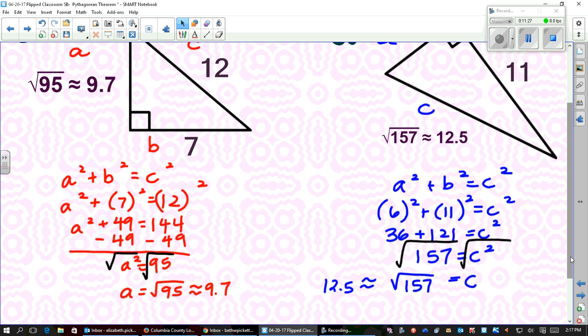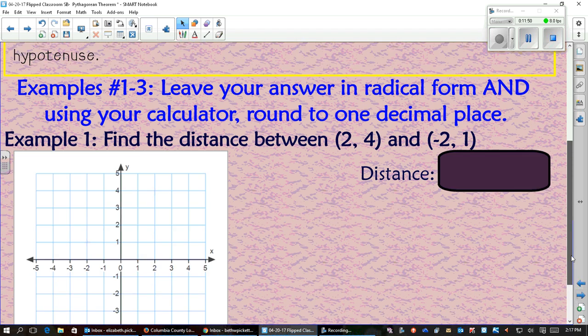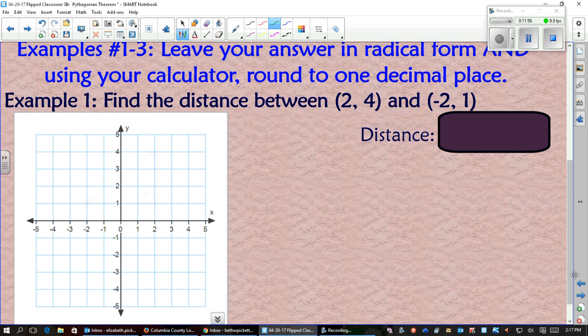All right. Now we're going to use this in the coordinate plane. We're going to plot the points, draw the lines to form a right triangle, and use the points at the end of the hypotenuse. The beautiful thing about counting in the coordinate plane, if it's horizontal or vertical, you can just count the blocks. For example, if I wanted to know the distance between the points 2, 4, and negative 2, 1, the straight line distance between these 2 points.